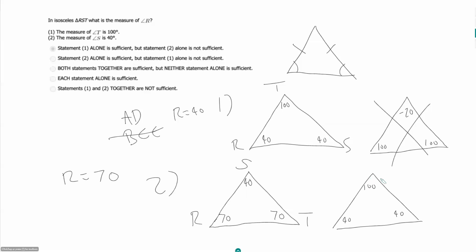So what do I know? I know one of these 40s has to be my S. But in terms of everything else, I don't know. So this can be my R, or it can be my T, or the reverse. This could be my R and this could be my T, meaning in this case, R really has three possible values. R can be 70, R can be 100, or R could be 40. So this is going to be insufficient, meaning A is all we are left with.